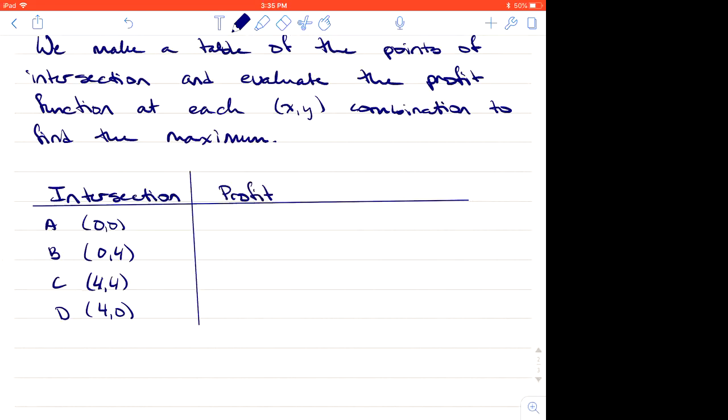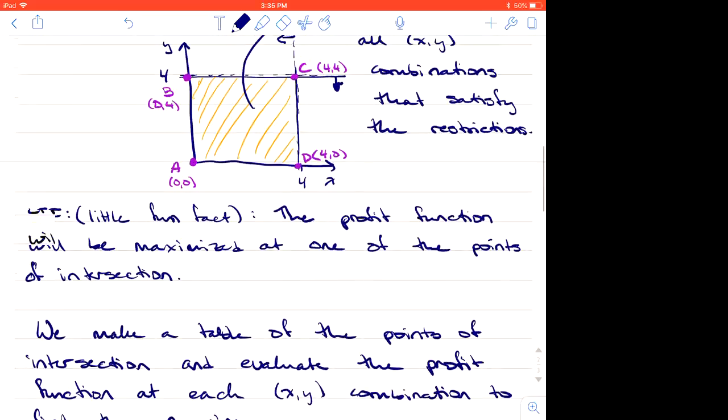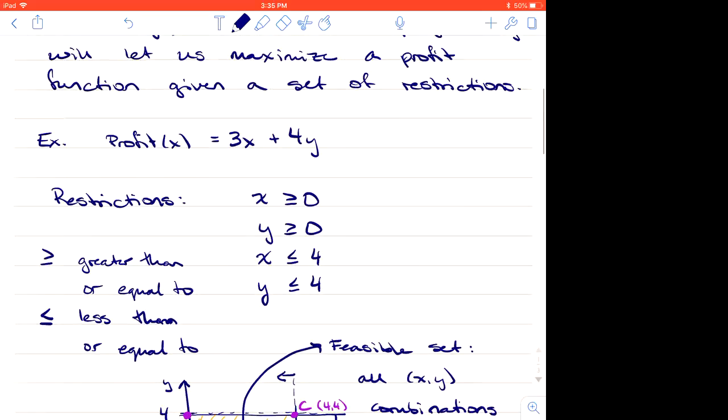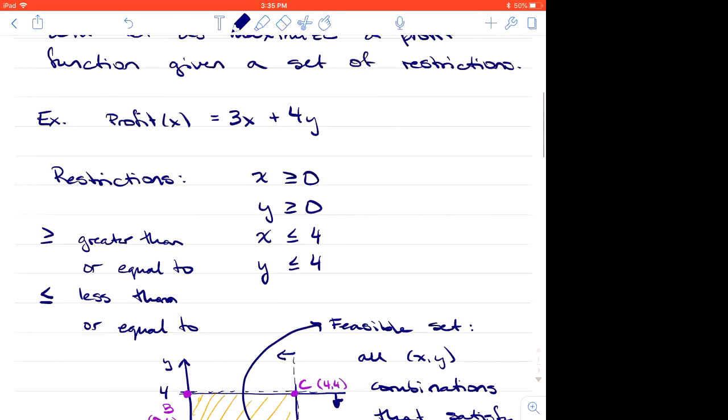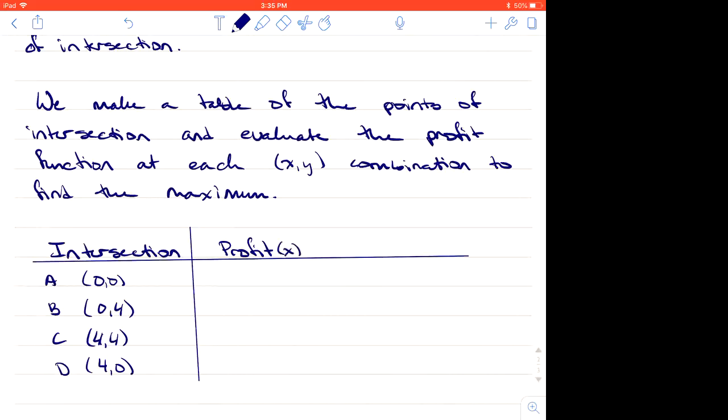Notice that we haven't actually looked at the profit function. We haven't considered it at all until this point, right? So that's one thing to keep track of. You're going to deal with your restrictions only for a long time, and then you bring in your profit function. So you don't try to incorporate it in your earlier calculations. But we were told that the profit was 3x plus 4y. Profit of x was 3x plus 4y.